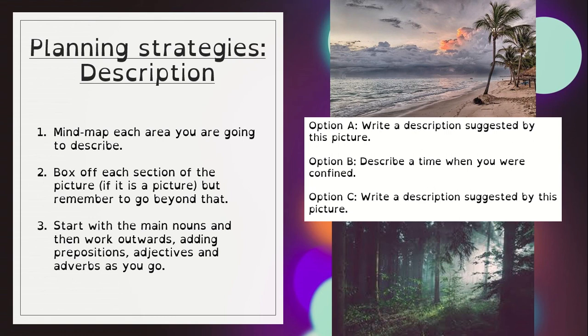Option B doesn't come with a picture, so this is from your mind. Describe a time where you were confined. So you might want to think about describing a close quarters situation, maybe locked in a room, maybe describing some sort of experience through lockdown as we experience it now. Option C is write a description suggested by this picture, and that's the forest underneath, the light coming through, the darkness, everything like that. So have fun with it, Year 10.